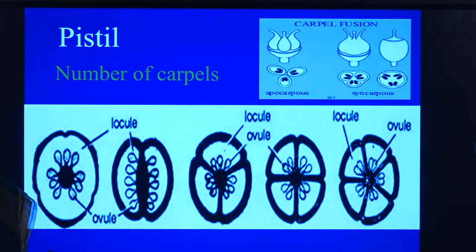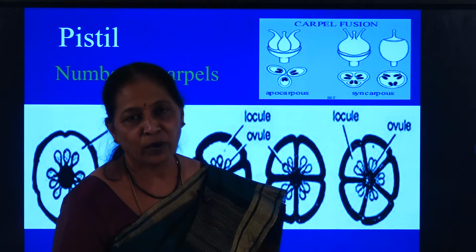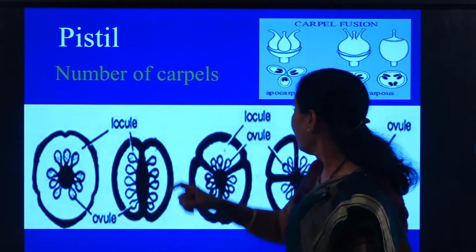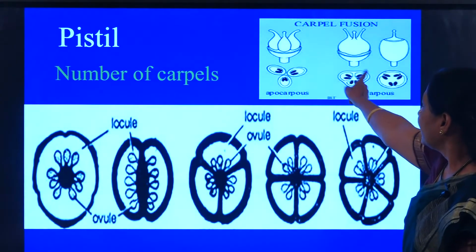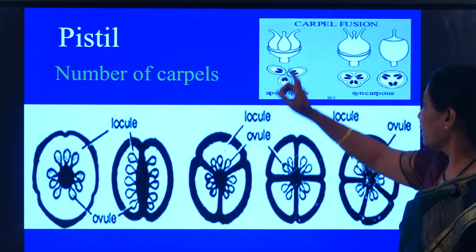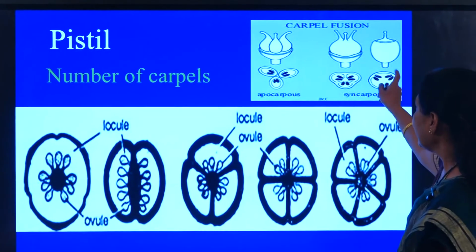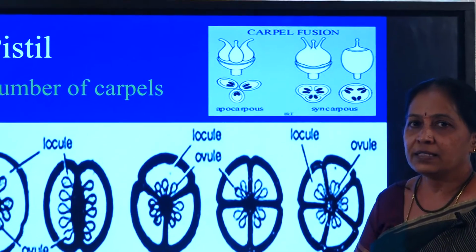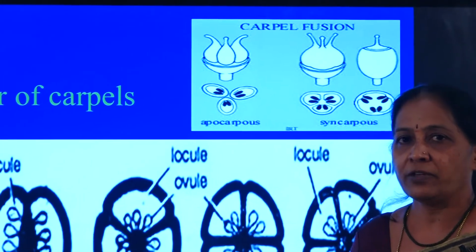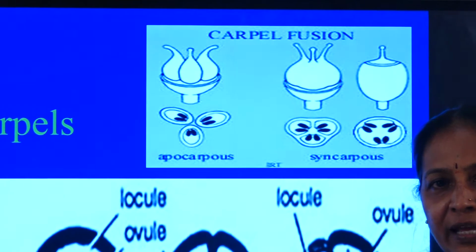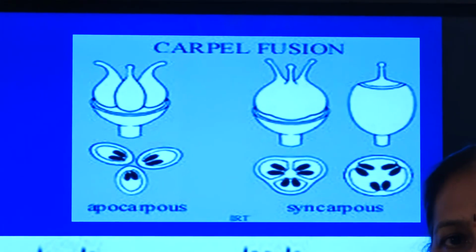Next is the pistil. When we observe the gynoecium, it consists of the ovary, style and stigma. The carpels that are present in the ovary also vary. The carpels may be free, it is referred to as apocarpous. If they are fused, it is syncarpous. If the carpels are free, we can easily make out when we observe the flower, they are separate.